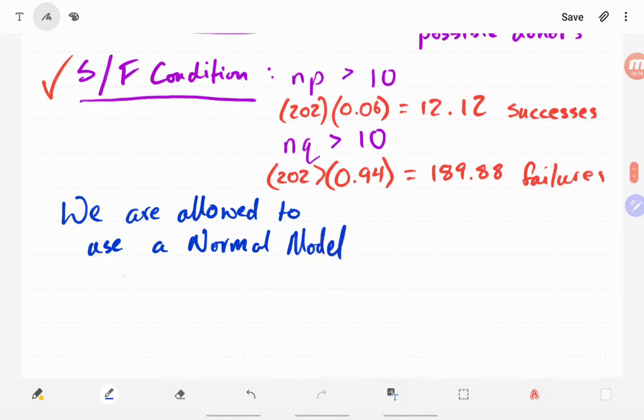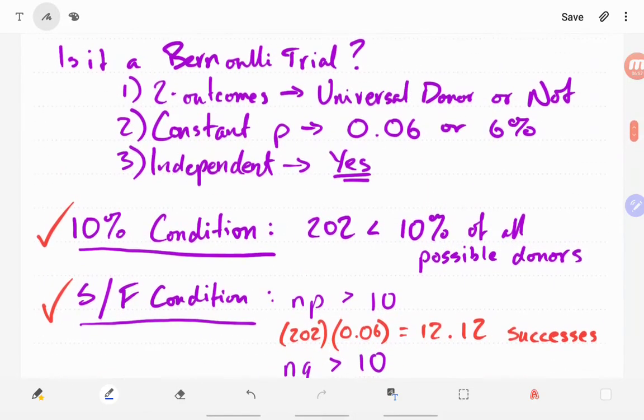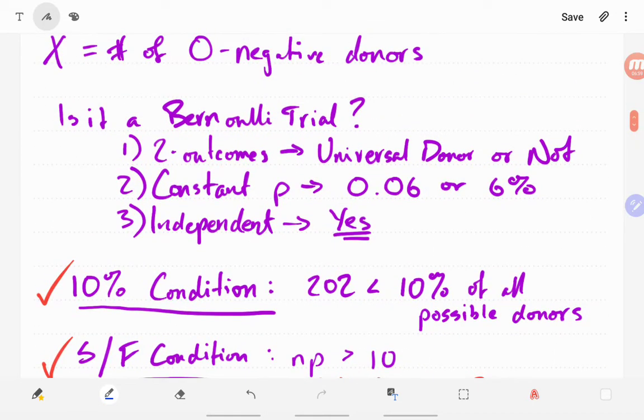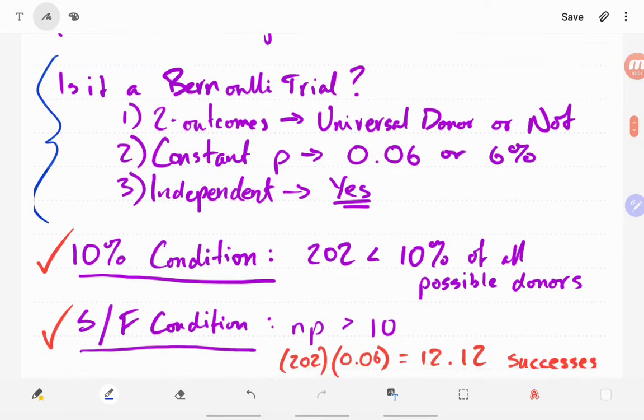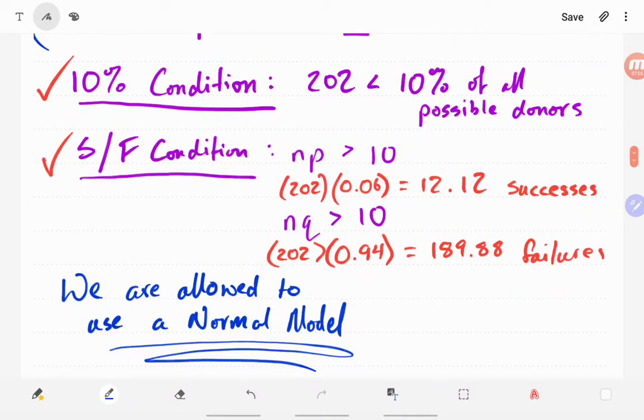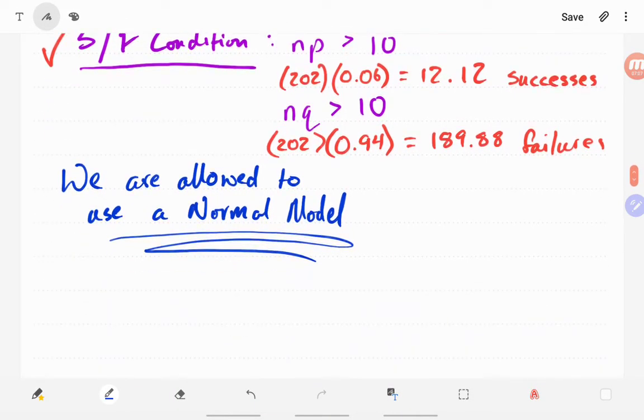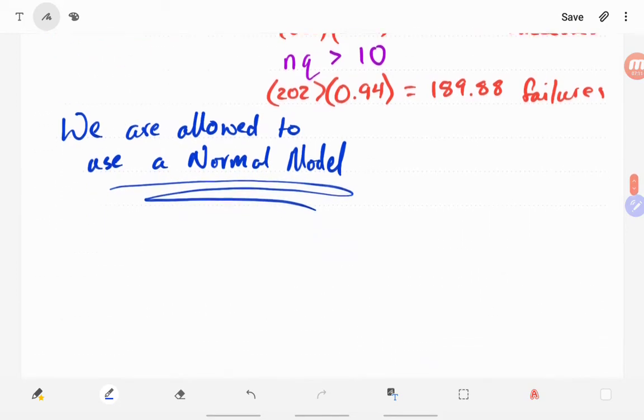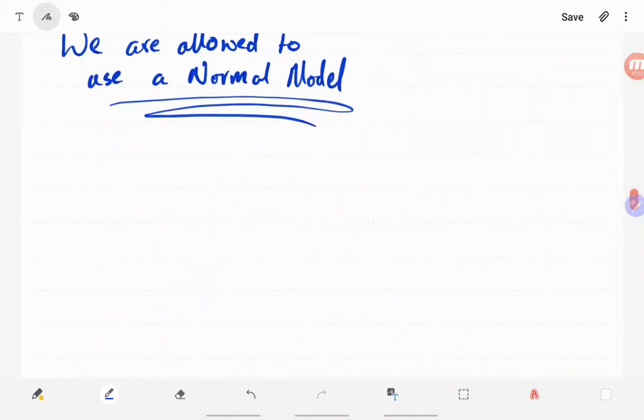Right, we got to say that. We go through, we check all these conditions. We show that it's a Bernoulli trial. We show it passes the 10% condition. We show that it passes our success-failure condition. So therefore, yes, we can use a normal model. Once we've done all of this, we can finally get into the mechanics of this.